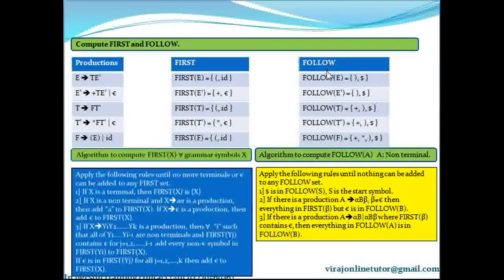Okay, so let's compute follow for these particular productions. Follow of start symbol contains dollar in it, rule number 1. Rule number 2 says match it with alpha B beta, and if there is something in place of beta, place everything in first of beta into follow of B. So let's apply rule 2. So this is of the form alpha B beta.